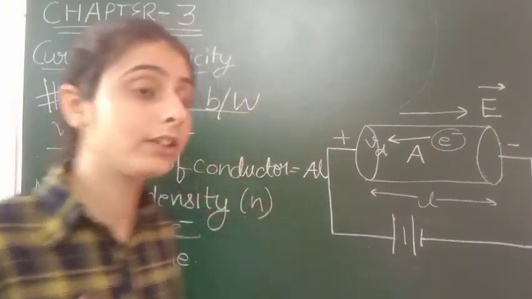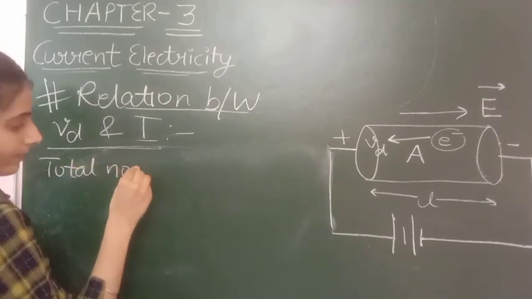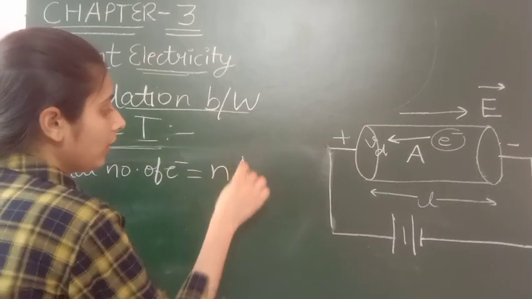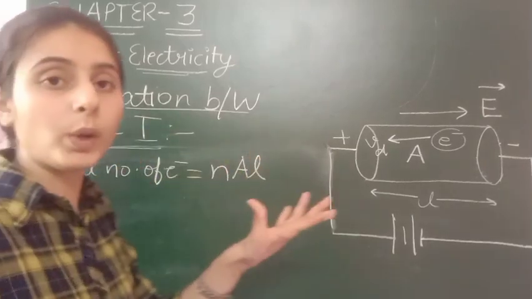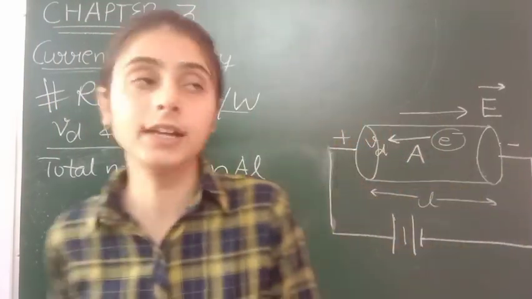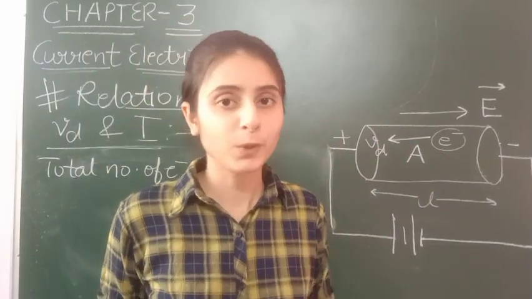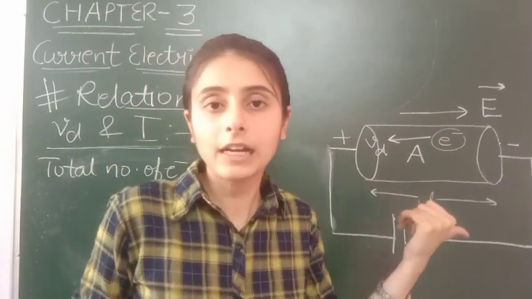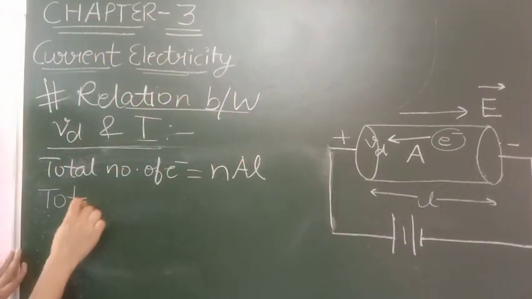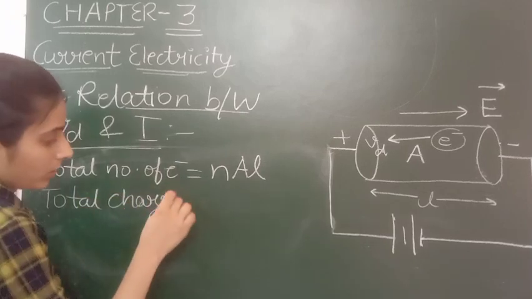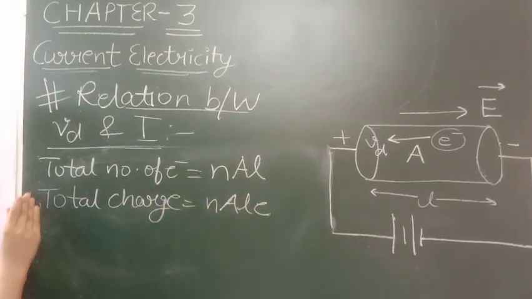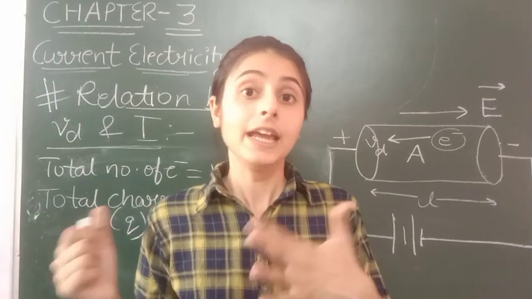And how can we find that? So total number of electrons will be the product of number density with volume. So N into AL, this is the total number of electrons which are present inside the conductor. We know that electrons are charged particles. So the total charge Q will be equal to NAL into e.